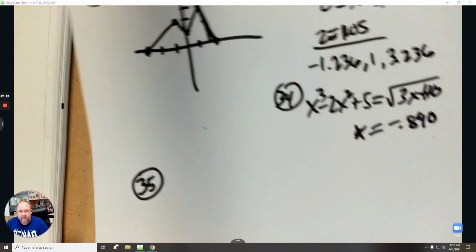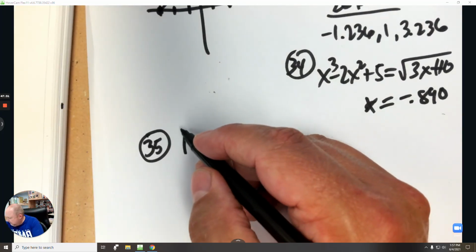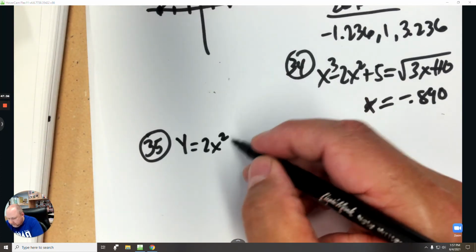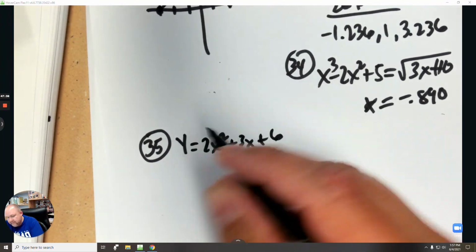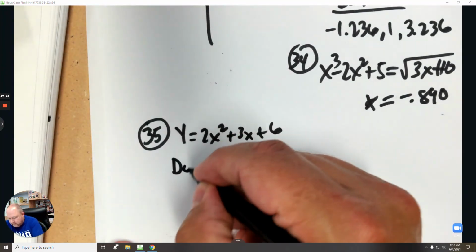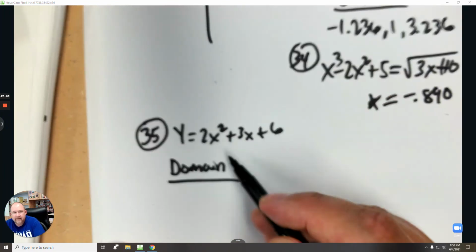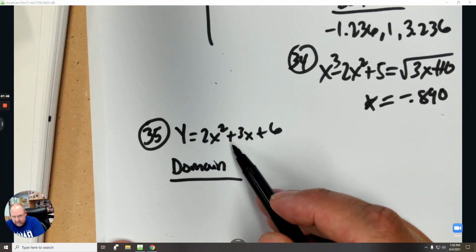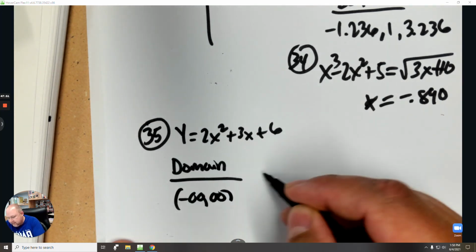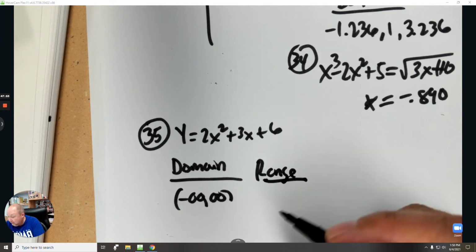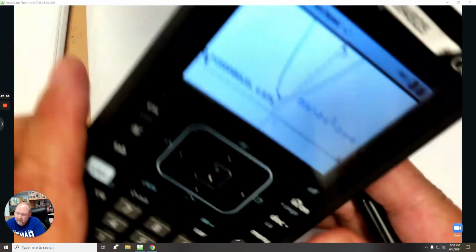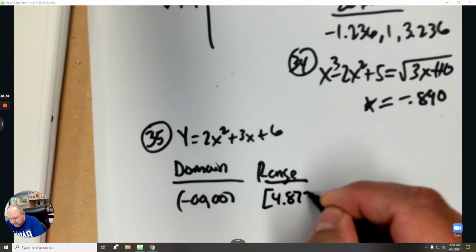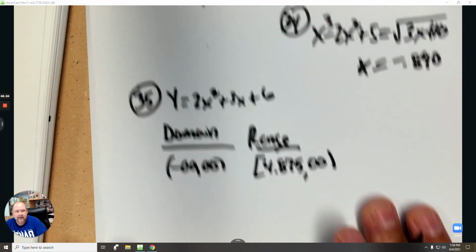So for the x's, the domain, so again the equation was y equals 2x squared plus 3x plus 6. It's a continuous function. There's all numbers. So what you're thinking of for the domain, is there any number you can't plug in for x? And every number works to get an answer. So it's all real numbers. For the range, when I look off the graph, the lowest y value I just said was 4.875. So it goes 4.875 to infinity and beyond.